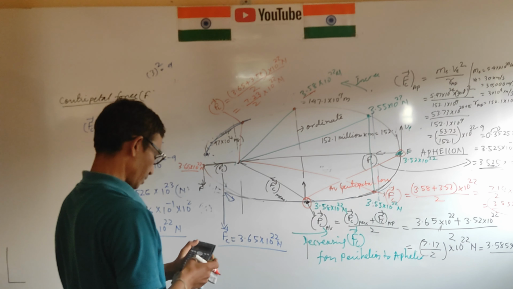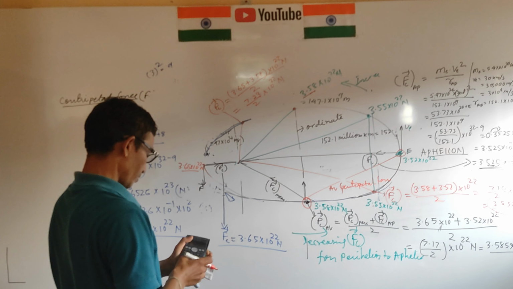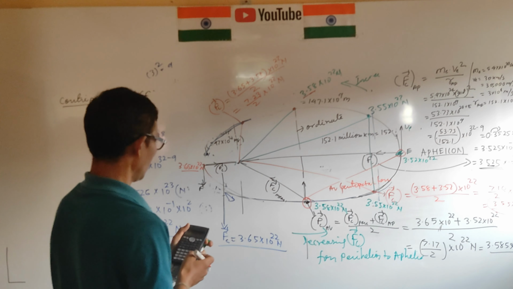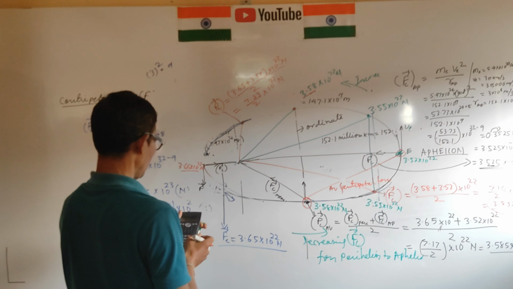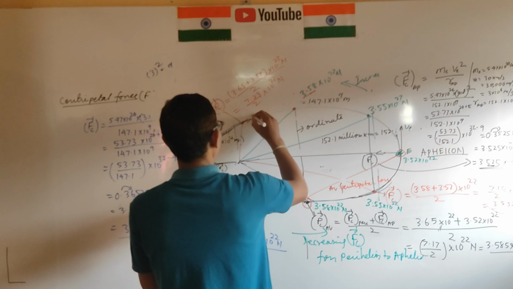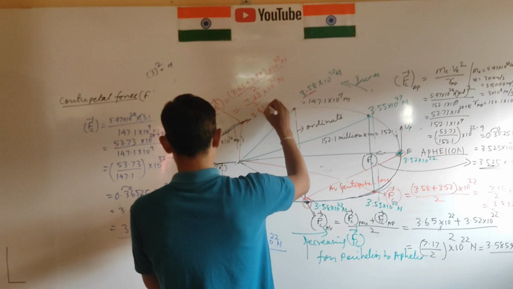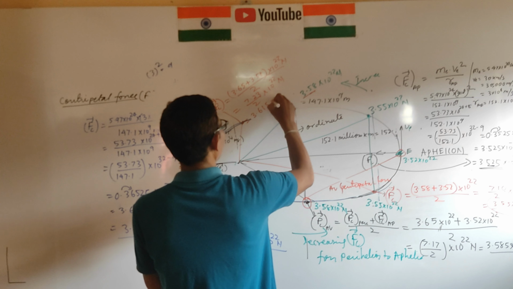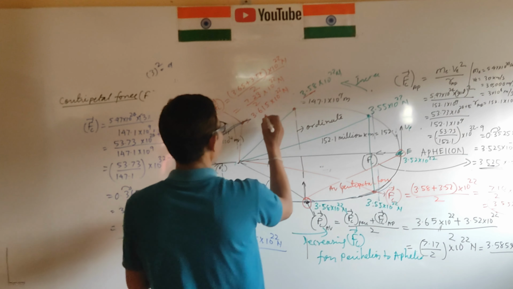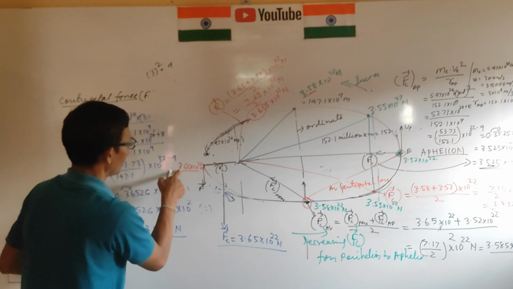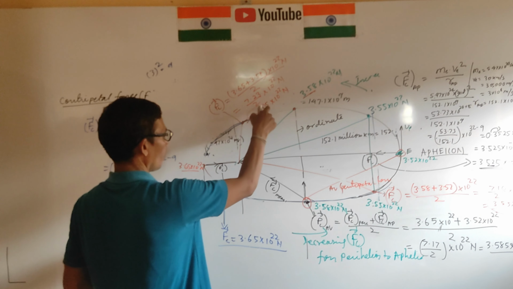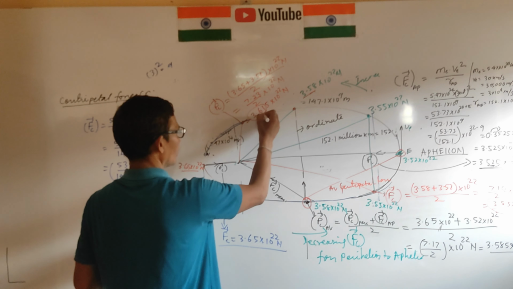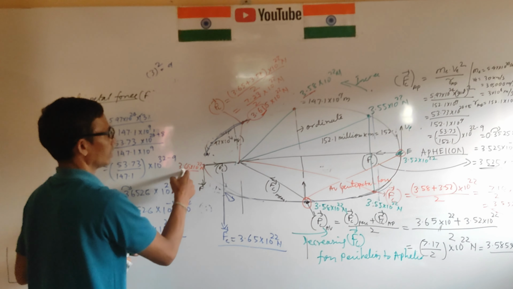3.65 plus 3.58, divided by 2, that is 3.615 into 10 to the power 22 Newton. Here is 3.65 and here is 3.615. So you can say only two digits are taken here.